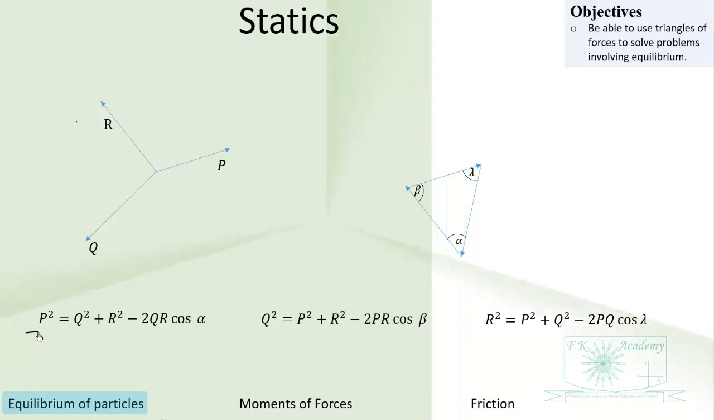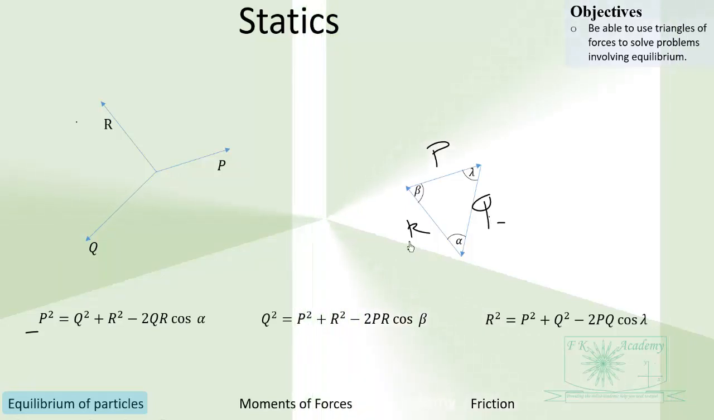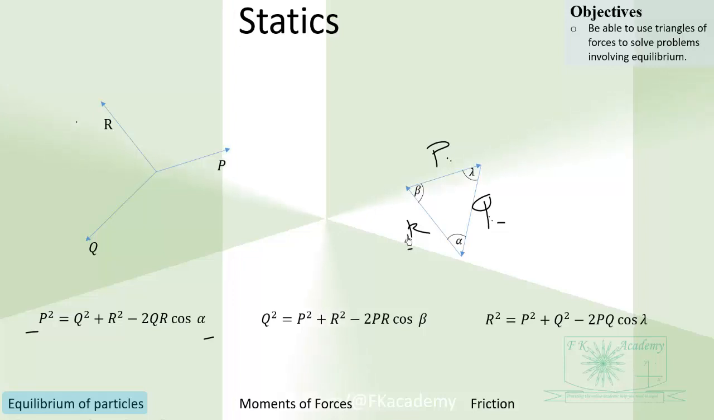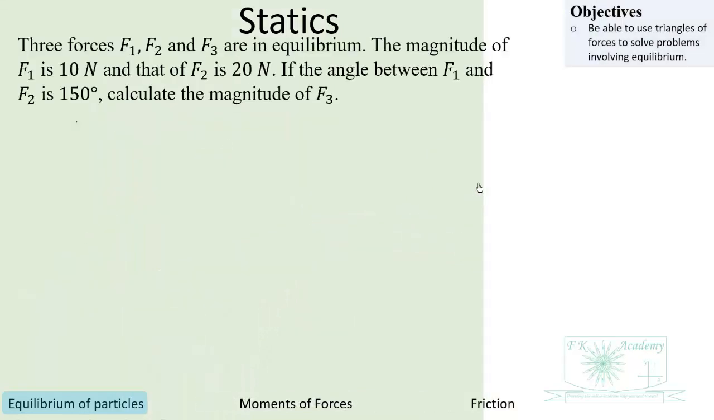So this is P, this is R, and this is Q. So P squared will be equal to Q squared plus R squared minus 2QR cos alpha. Then Q squared will be equal to P squared plus R squared minus 2PR cos beta. Then R squared will be equal to P squared plus Q squared minus 2PQ cos lambda. Let's take an example and see.